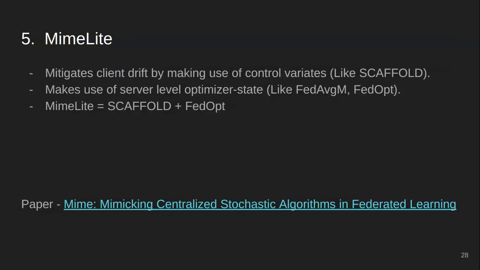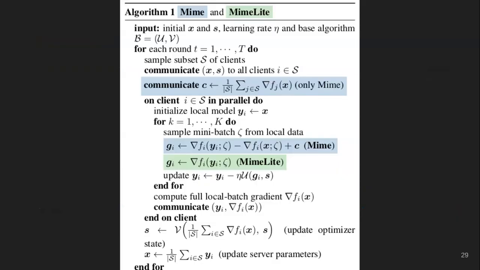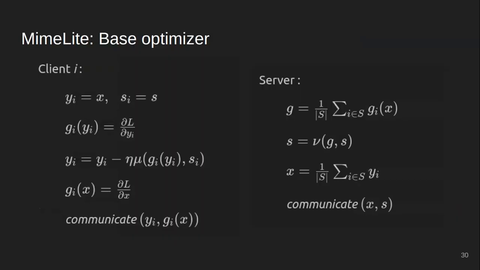So let's talk about MIME-Lite. MIME-Lite mitigates client drift by making use of control variates like SCAFFOLD, and MIME-Lite also makes use of a server-level optimizer state, like in the case of FedAvgM and FedOpt. In simple terms, MIME-Lite is nothing but SCAFFOLD plus FedOpt or FedAvgM. Here's the pseudocode.